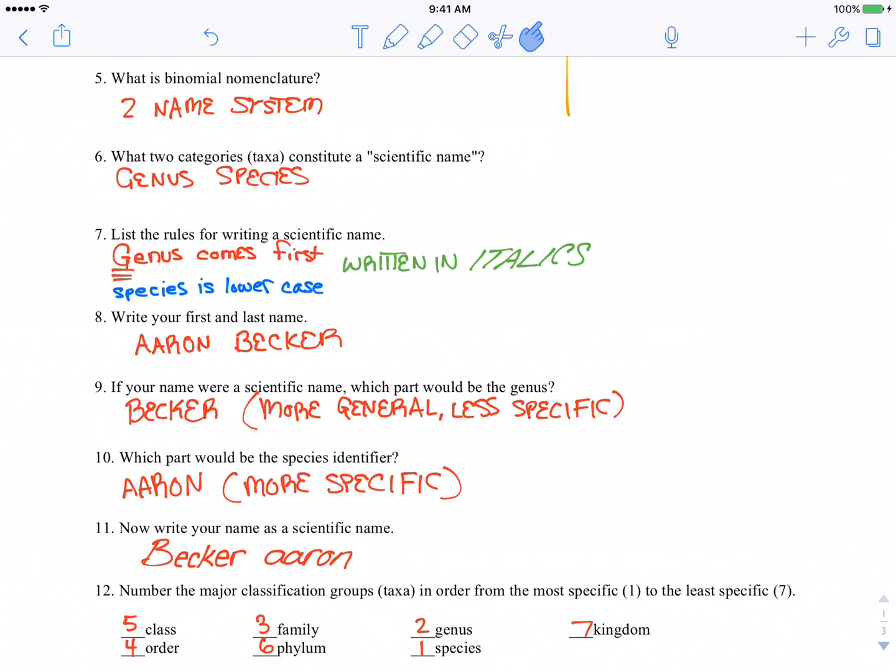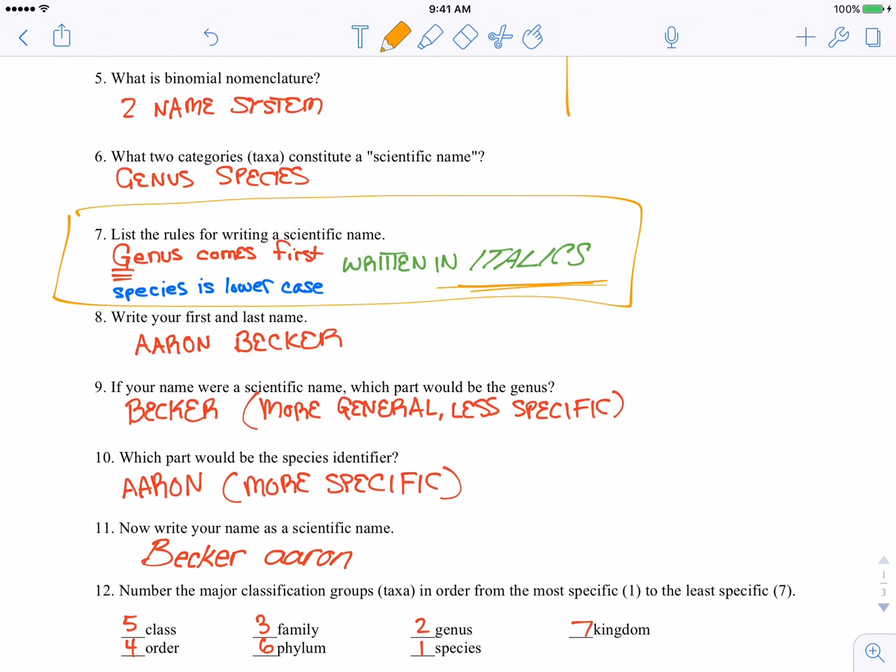So here's the example of how you write the genus and species. The 3 rules are the genus comes first, and you always capitalize the genus. The next rule is that the species comes second, and species is always in all lowercase letters. The third rule is that you write the entire name in italics.